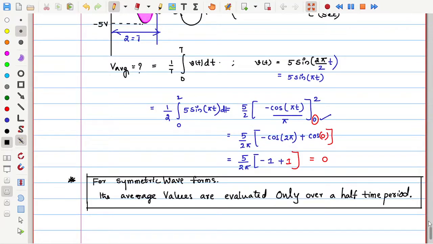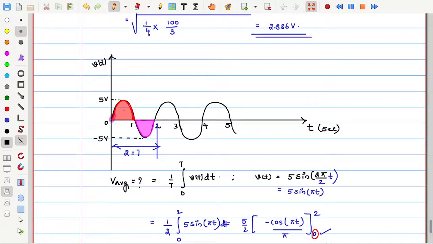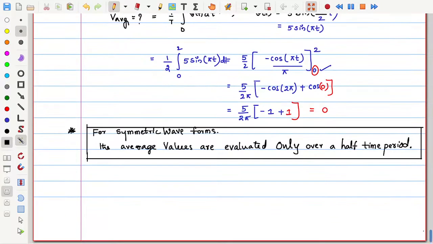What is meant by symmetric? Positive and negative are similar in nature, completely similar. The area is also an equal value. Such waveforms we call symmetric. The positive half cycle is similar to the negative half cycle. For such waveforms, the average value is evaluated only over a half cycle. So let me write half cycle instead of half time period. Okay, now we evaluate the average value.